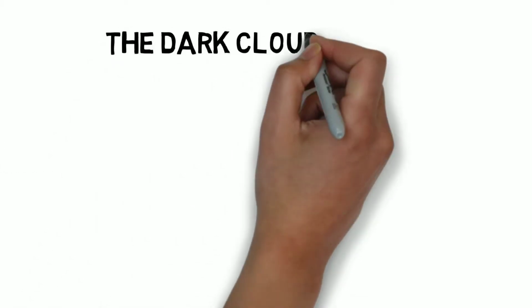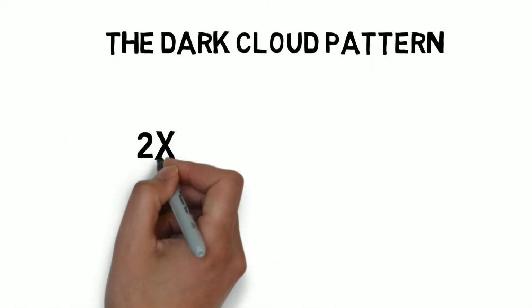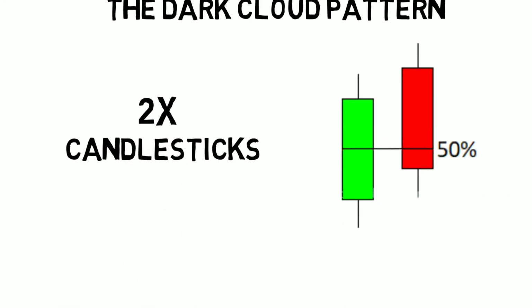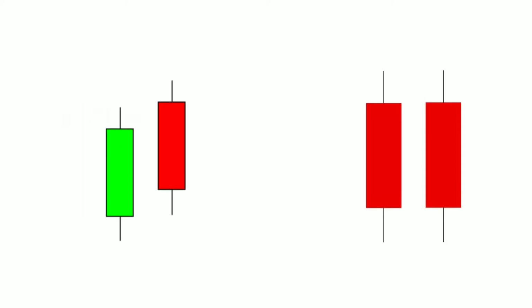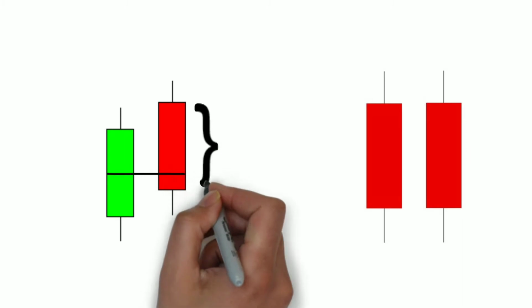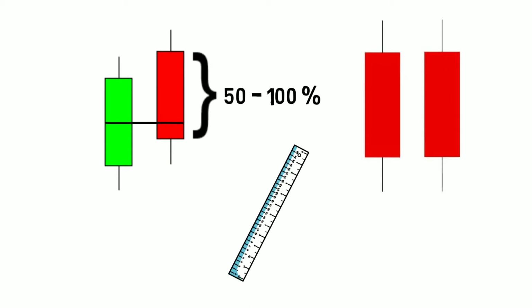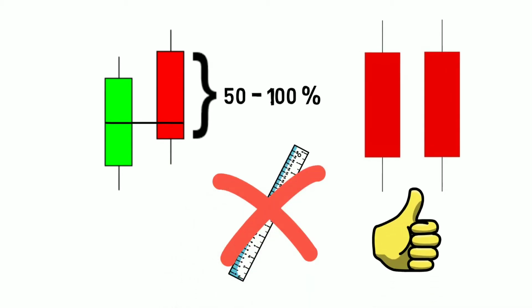The dark cloud cover pattern is also a two candlestick pattern, and it looks like this. In a bearish engulfing pattern, the second red candle totally engulfs the previous green candle. But in the dark cloud pattern, the second red candle engulfs between 50 to 100% of the previous green candle. Don't worry, you don't need any scale or ruler to measure this. Just try to validate this visually.